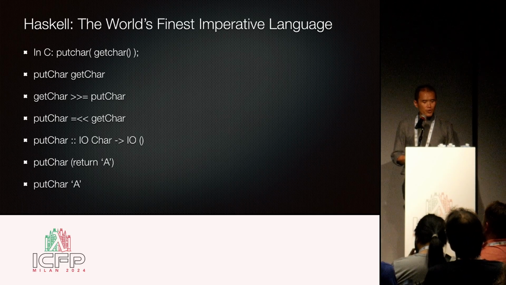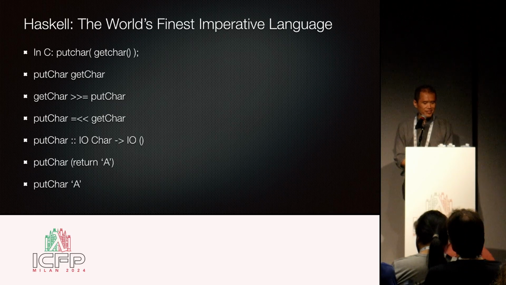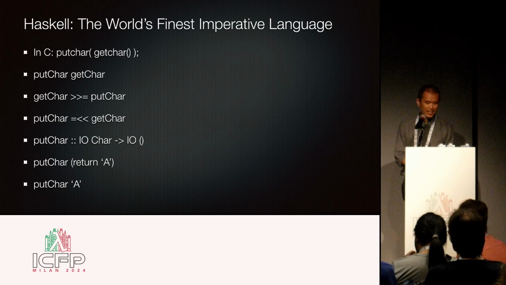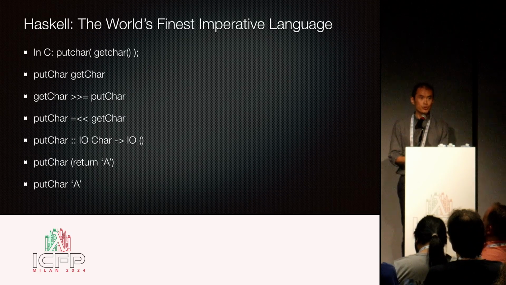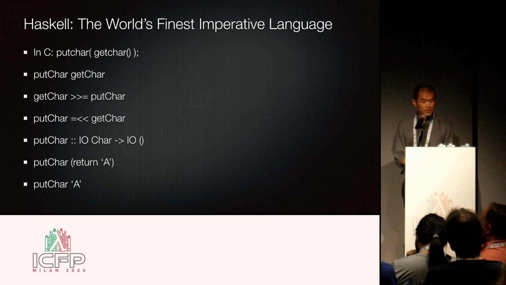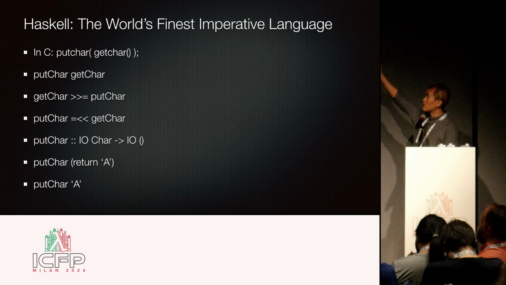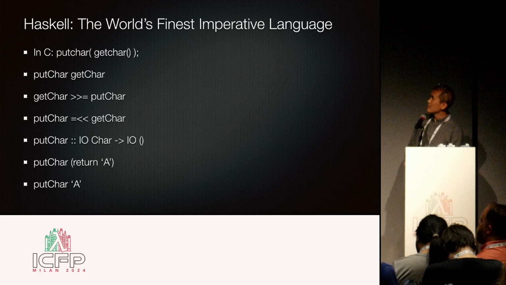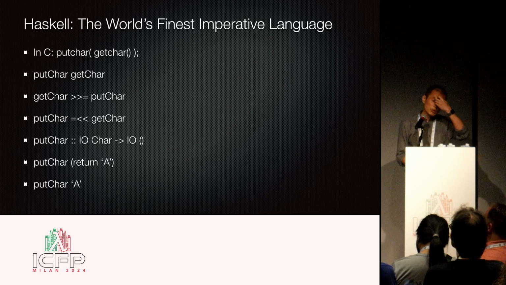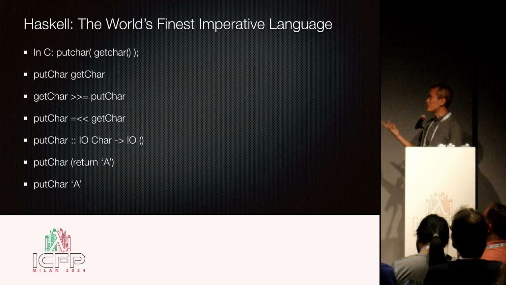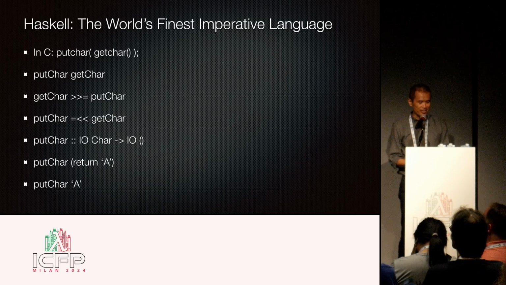So, how does the world's finest imperative language compare with the world's most prototypical imperative language, which is C? In C, if you wanted to take a character from standard input and output it, this is how you would write it in the first line: putchar, parens, getchar, parens, close parens. The isomorphic equivalent in Haskell is putChar getChar. But as you know, that does not type check.